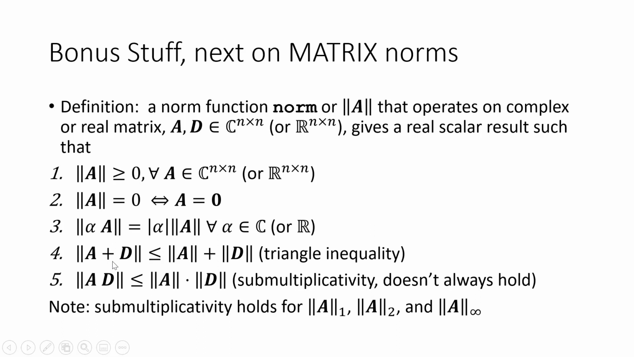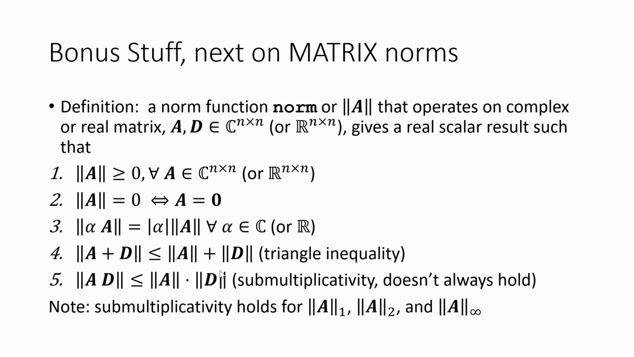And if I bring in my triangle inequality again, and I look at summing two matrices A and D, n by n each, then the norm of the sum is going to be less than or equal to the sum of the norms of the two matrices taken individually.